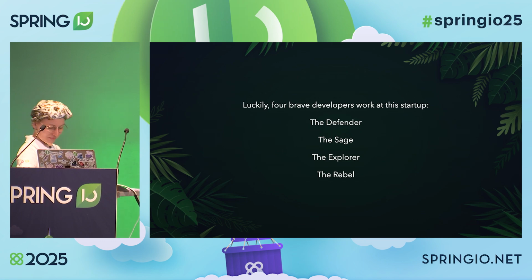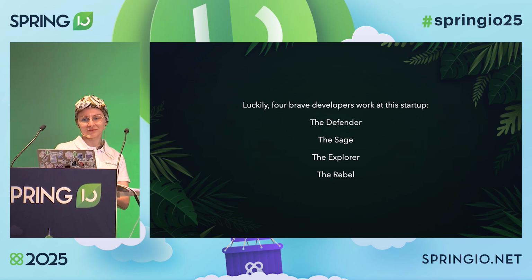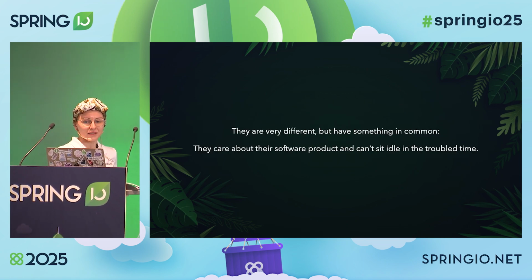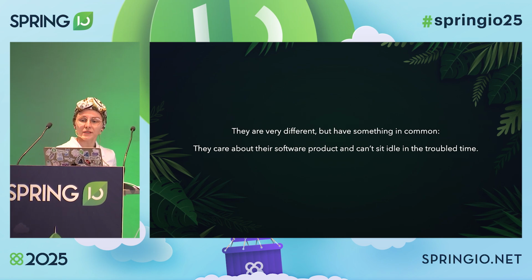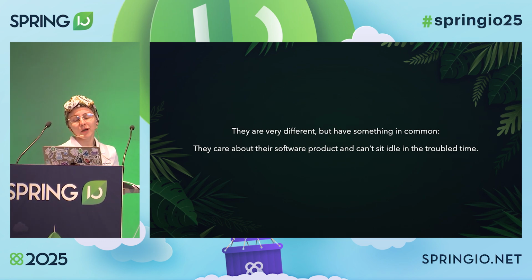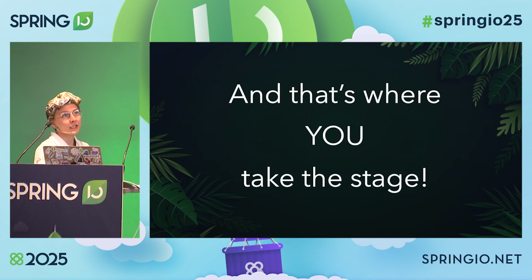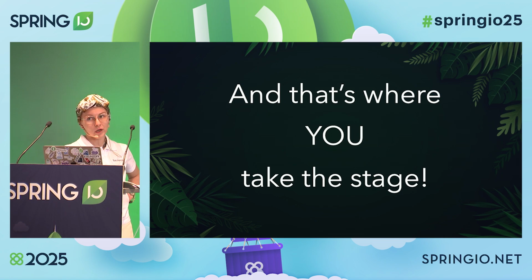Actually, you will try to prove it wrong, because you will be in one, or maybe more, of these roles. That's the Defender, the Sage, the Explorer, and the Rebel. Yes, and they all are very different, of course, but they all have something in common. They care about their software product, and they can't sit idle in troubled times. And that's where you take the stage, because you will definitely recognize yourself in one of those heroes.